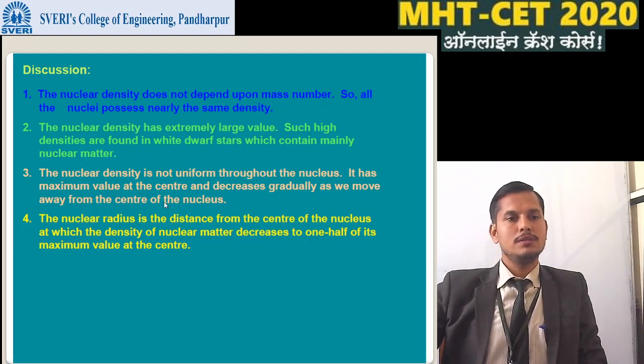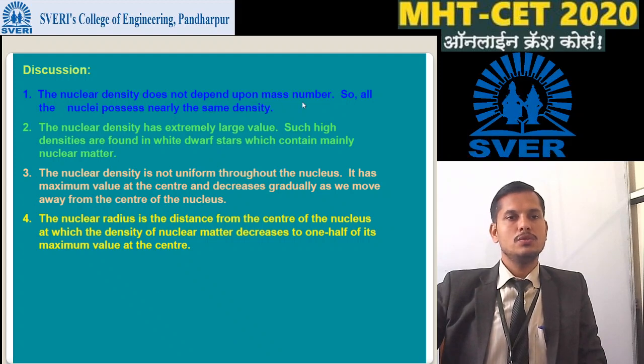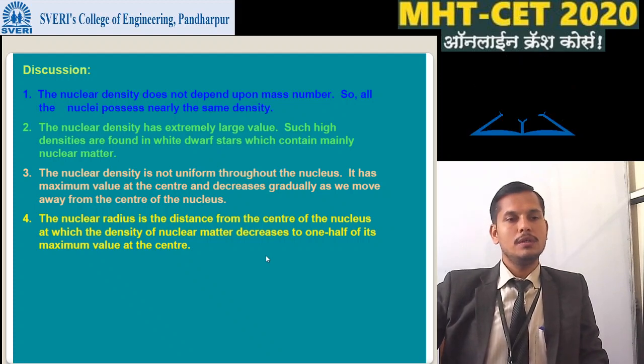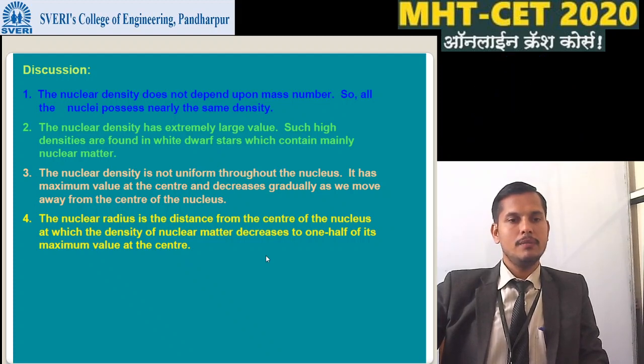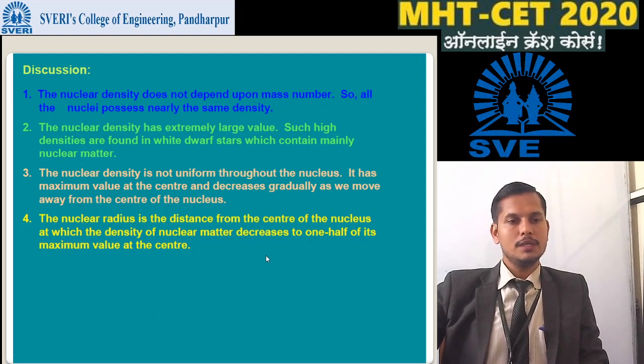So in this discussion, we covered these four points. First, nuclear density does not depend upon atomic mass number, so all nuclei possess nearly the same density. The nuclear density has an extremely large value. Such high densities are found in white dwarf stars, which contain mainly nuclear matter. Next, the nuclear density is not uniform throughout the nucleus. It has maximum value at the center and decreases gradually as we move away from the center of the nucleus. And the fourth one is the nuclear radius. It is the distance from the center of the nucleus at which the density of nuclear matter decreases to one half of its maximum value at the center.